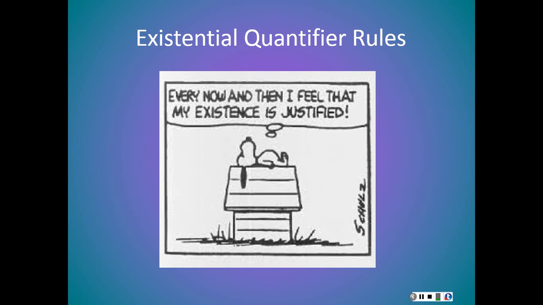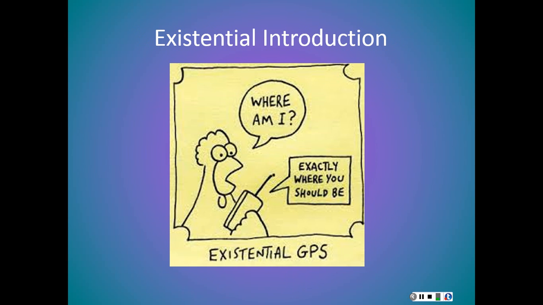Last week we learned how to manipulate sentences involving the universal quantifier with the universal quantifier rules. This week we're going to talk about how to manipulate sentences involving the existential quantifier using rules designed to manipulate the existential quantifier. For ease of recording, I have broken this lecture up into several parts. Let's begin talking about our first rule, the rule of existential introduction.